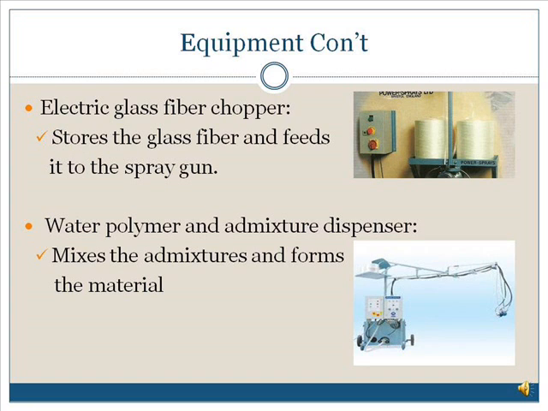Other equipment includes an electric glass fiber chopper, which cuts down glass fiber into smaller pieces and stores it and feeds it into a spray gun that mixes it with cement slurry in order to create a homogeneous mixture. There's also a water and polymer admixture dispenser, which mixes the admixtures and forms the materials into coatings that will be covering the GRC.